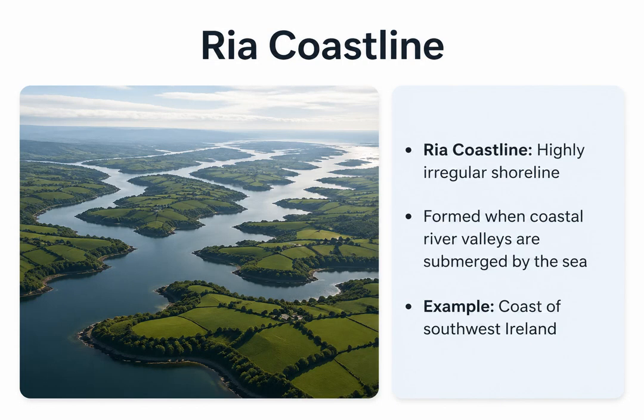Let's break down the specific features of submerged coasts, starting with a ria. When a region that has been heavily carved by river valleys sinks below sea level, the ocean floods into those valleys. This creates a highly irregular, branching shoreline known as a ria coastline, much like what you see on the coast of southwest Ireland.